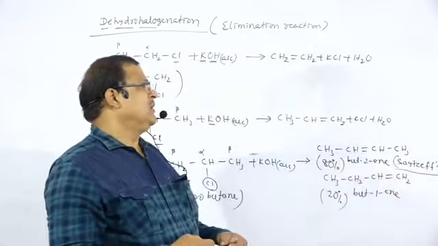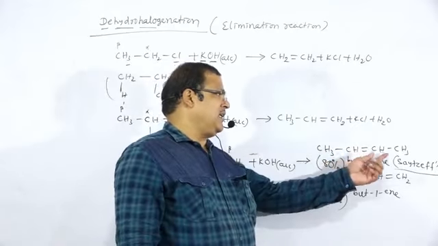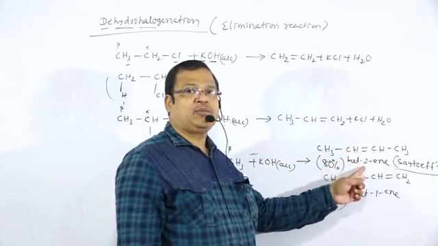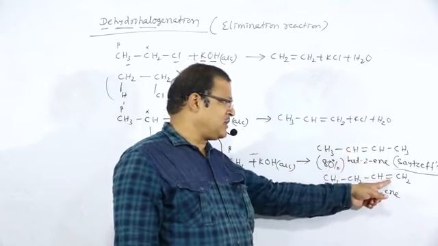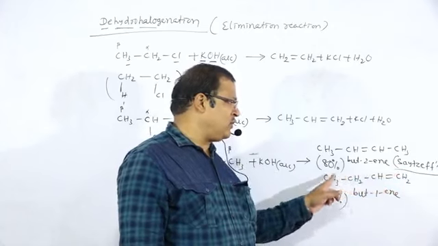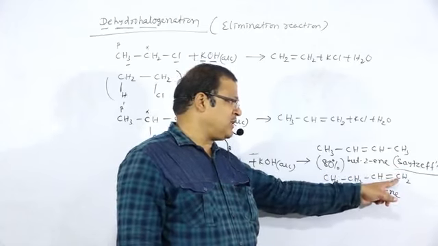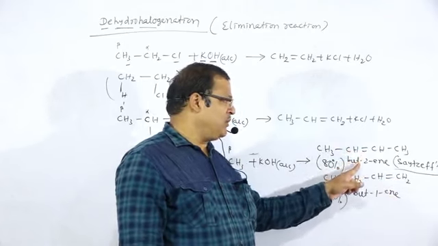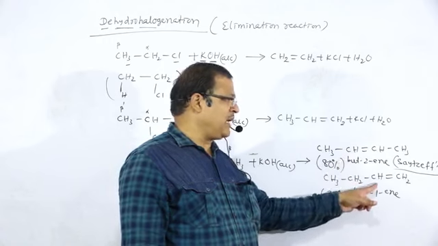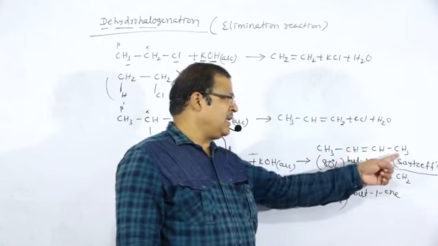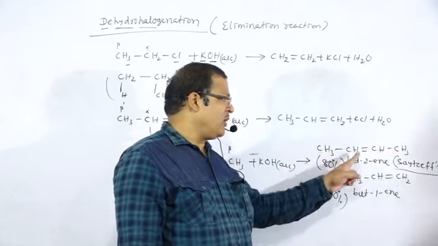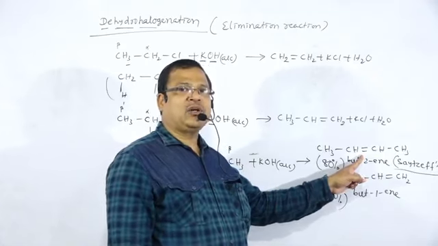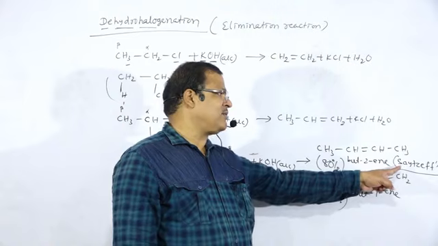You know, the more alkylated alkene, or the alkene in which the double bond occurs at a higher position. In this case, the double bond occurs at position 1, in this case at position 2. So but-2-ene, or in this case but-1-ene. The more alkylated alkene, or the alkene in which the double bond occurs at a higher position, is the predominant or major product, that is known as Saytzeff's rule.